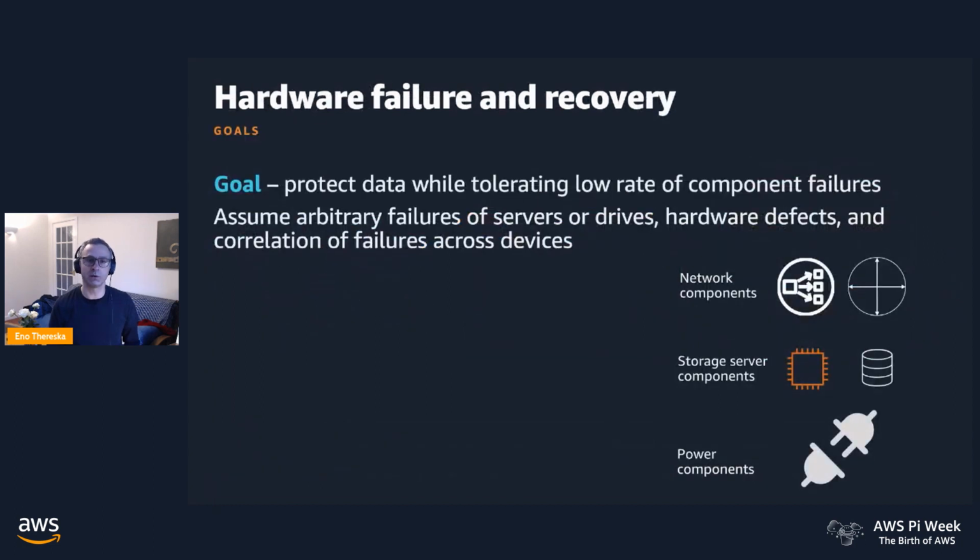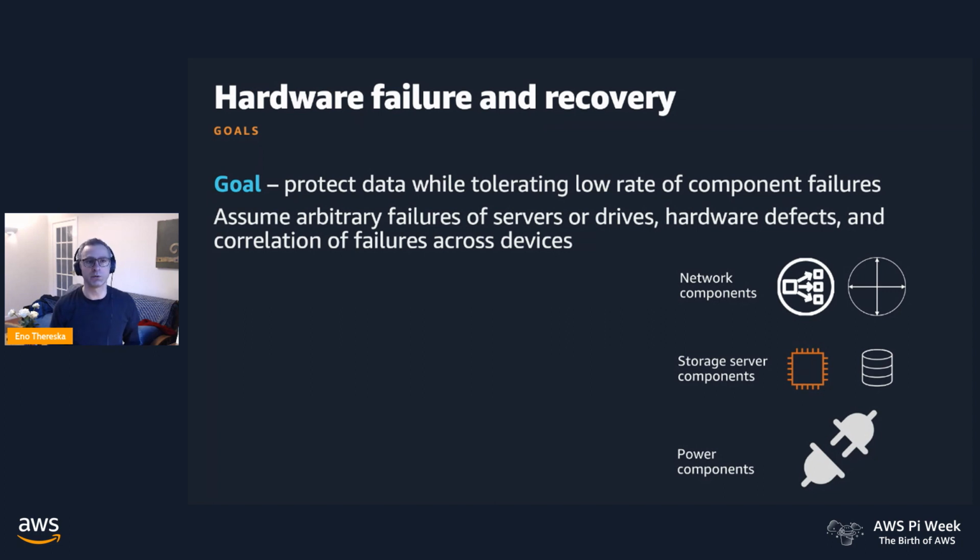Let's zoom in now into one of these data centers, right? Sometimes hardware inside of these data centers also fails despite our best efforts. So the goal there is really to protect the data, we saw that in the previous talk, while tolerating this low but constant rate of component failures, and also to make the data available so customers can access it. Now, over the years, we have learned that you can expect a whole bunch of different failures here inside the system. You can have arbitrary failures of servers, drives, hardware defects. You can also have correlated failures across multiple devices.